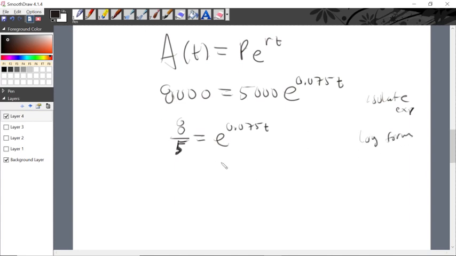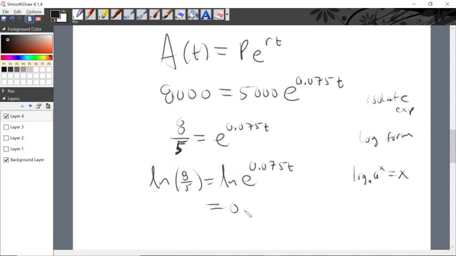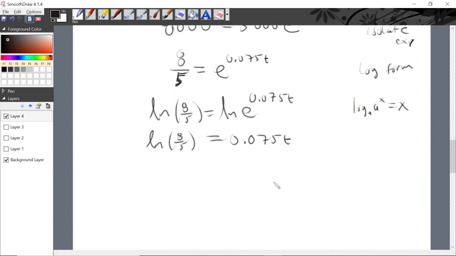Then we want to get log form. That is, apply the natural log. The natural log of 8/5 is equal to the natural log of e to the 0.075t. When the base of the logarithm and the base of the exponential are the same as each other, they cancel each other out. So the right-hand side becomes 0.075t, and the left-hand side is the natural log of 8/5. Now we can just divide both sides by 0.075. So I get the natural log of 8/5 divided by 0.075 is equal to t.